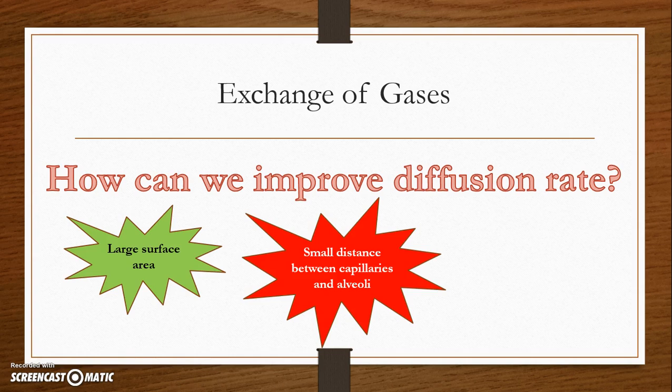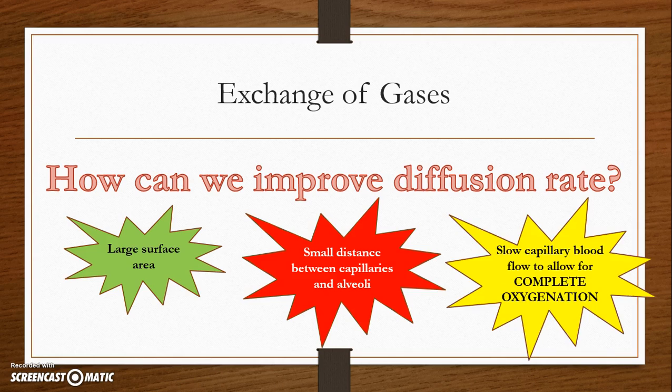Obviously, the closer you are to someone, the quicker you're going to get that ball, and the further away you are, the longer it's going to take to get the ball. And it's just the same principle with the distance between the capillary and the alveoli and the diffusion of oxygen and carbon dioxide. Also, we need a slow capillary blood flow. Now, this allows something called complete oxygenation.